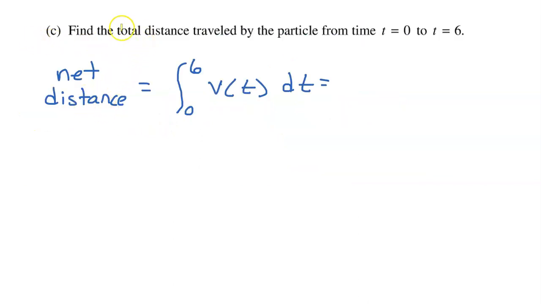There is one sneaky word in this problem that I don't want you to get fooled by, and it is the word total. The formula that we get from the first fundamental theorem of calculus is for the net distance. The net distance traveled by the particle will be the integral of the velocity from 0 to 6. But the net distance is not the same as the total distance. For the total distance traveled by the particle from 0 to 6, you need to integrate the absolute value of the velocity from 0 to 6.